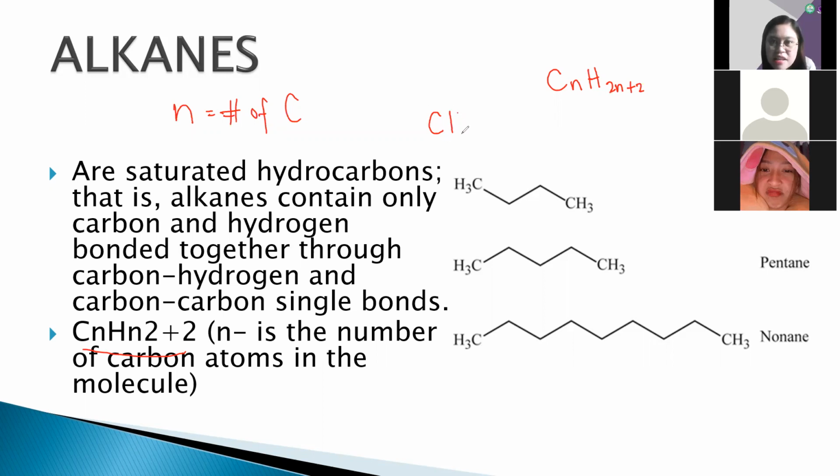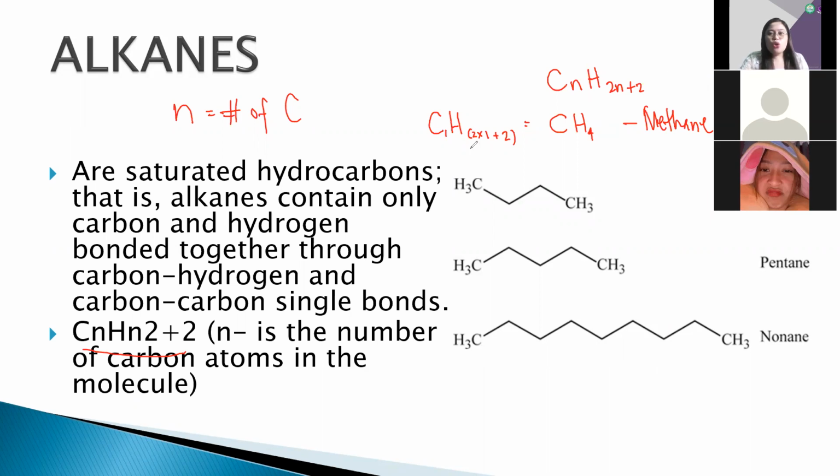And then H. If it is one carbon, how many hydrogens will that be? This is 2 times N, so that is 1 plus 2. PEMDAS tayo. C, 1 lang ito, and then H is 2 times 1 equals 2, plus 2, 4. So this will be the formula of an alkane with 1 carbon only. Di ba we call this methane.